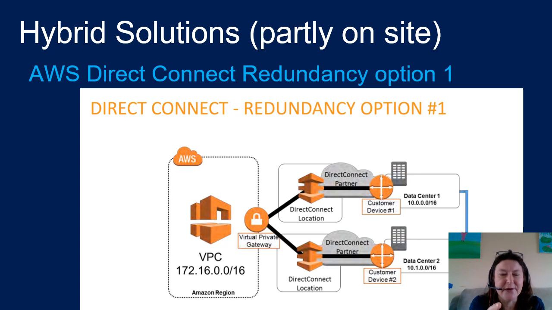And again, AT&T or Comcast would have a Direct Connect into the AWS virtual private gateway. So this is basically just a way to do a redundant backup option for Direct Connect, just in case one goes down.